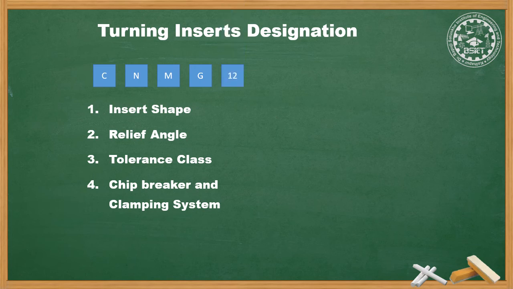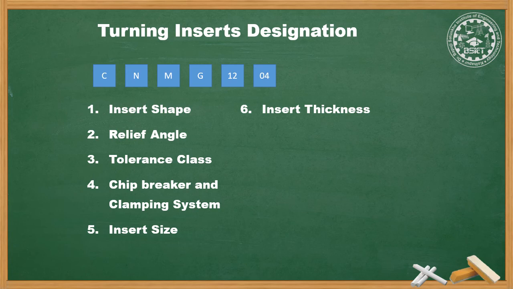Fifth is insert size. Usually the insert size is given as per their symbol. The 12 stands for the rhombus shape of insert having size 12. Sixth is insert thickness. Insert thickness is usually given in the various designations or various symbols such as 1, 2, 3, 4, 5, 6, 7 or S1, S2. 4 means the thickness having 4.76 mm thickness.